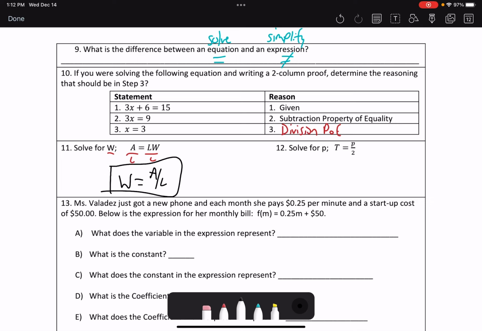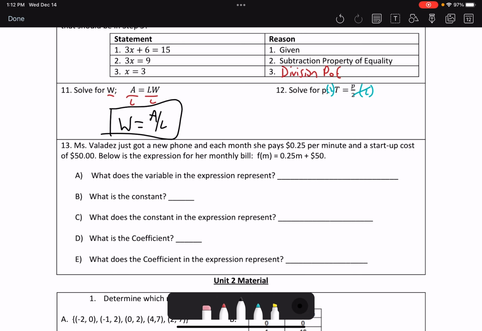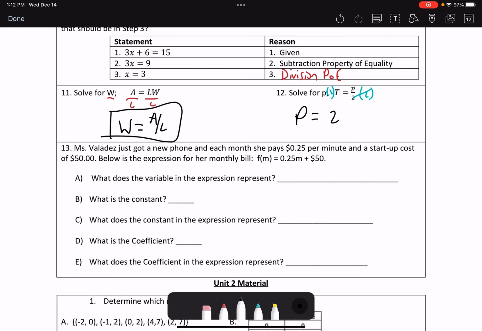For number 12, it says solve for the variable p, when given t is equal to p divided by 2. The inverse operation of division is multiplication. So I'm going to multiply both sides by 2 now. And that's going to leave me with p is equal to 2t.